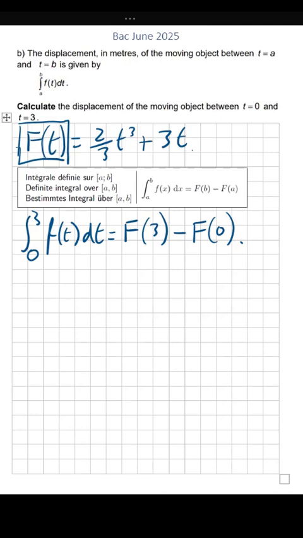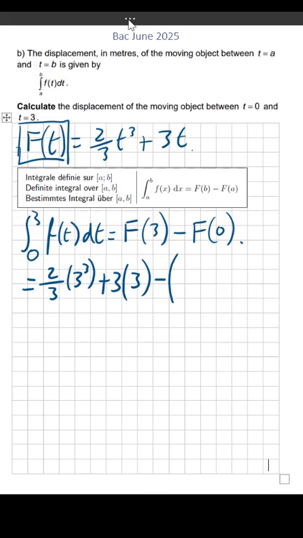So let's have a look at that then. Capital F of 3, I'm just going to write my equals here, would be 2 over 3 times 3 cubed. I'm filling in 3 instead of t from my capital F of t, plus 3 times, still filling in 3 for t, 3 times 3 there, minus, and I'm going to open a big bracket here because we're minusing capital F of 0.